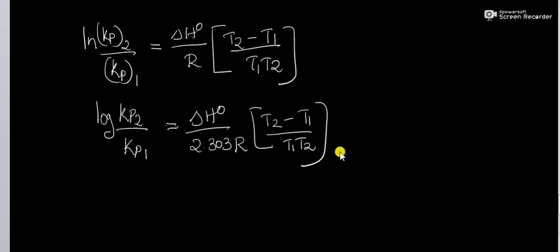This equation is known as integrated Van Hoff equation. And this equation is very useful to calculate the equilibrium constant at one temperature if the value for another temperature is known. So a lot of problems are based on this integrated equation.